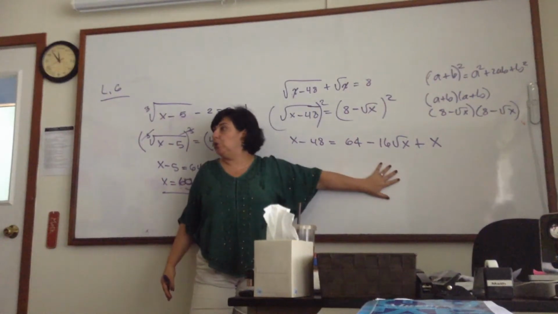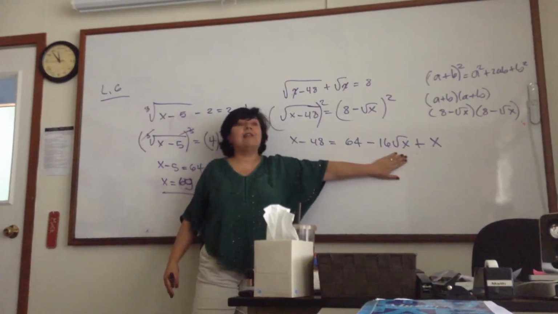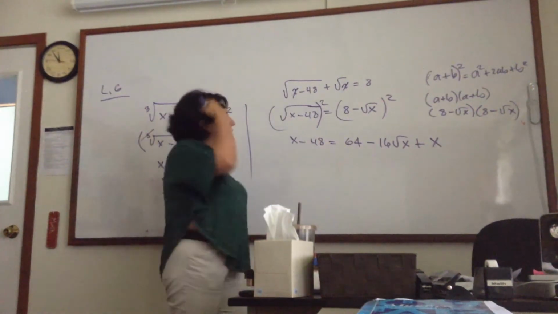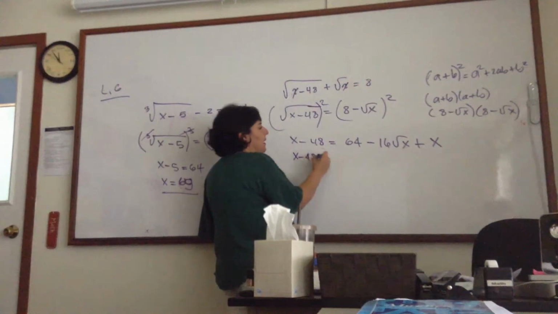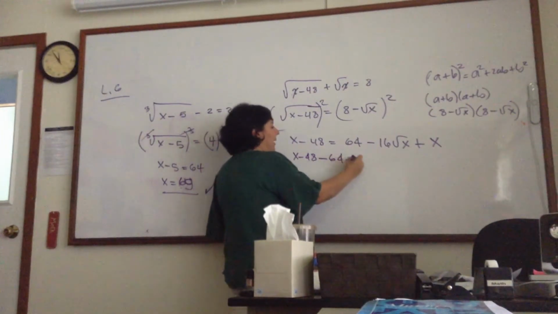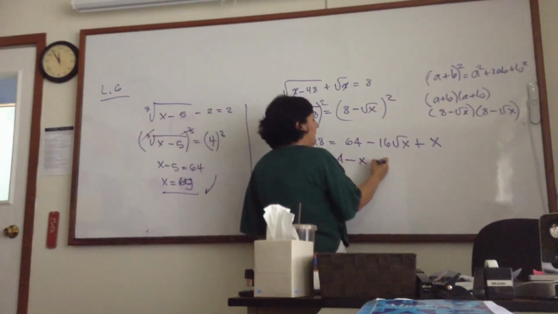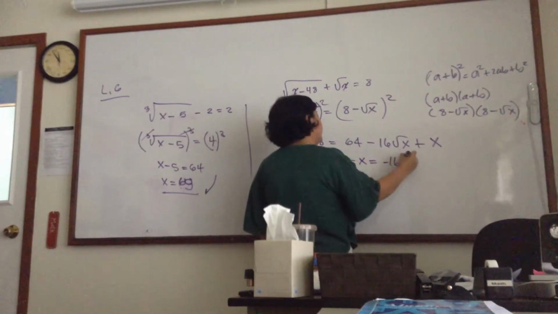Just leave x's on one side and numbers on the other. Leave the root by itself. That's the one we're interested in getting rid of. Everything else is easy. So, we do x minus 48 roots minus 64 minus x equals negative 16 square root of x.